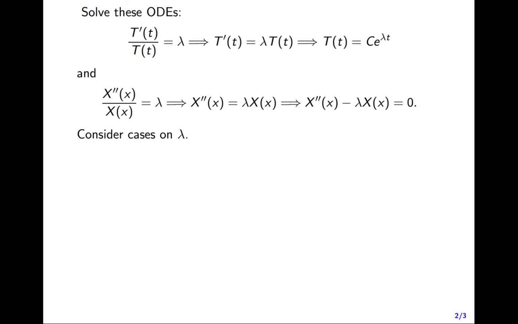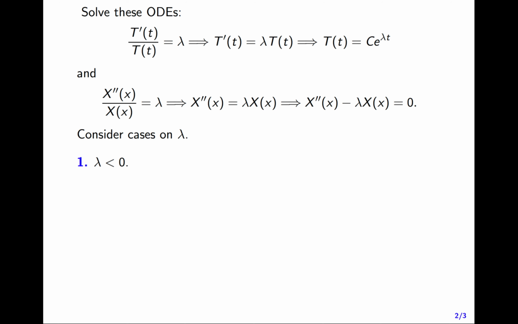And we have to consider cases on lambda. So lambda is a real number, and depending on whether lambda is positive, negative, or 0, our experience teaches us that we are going to have different solutions to this second order equation. So let's first consider the case of a negative lambda. Lambda is less than 0.